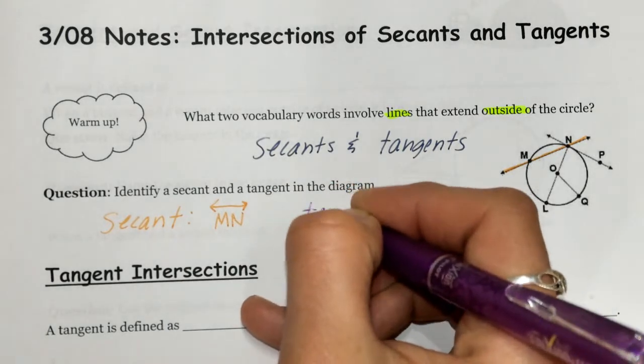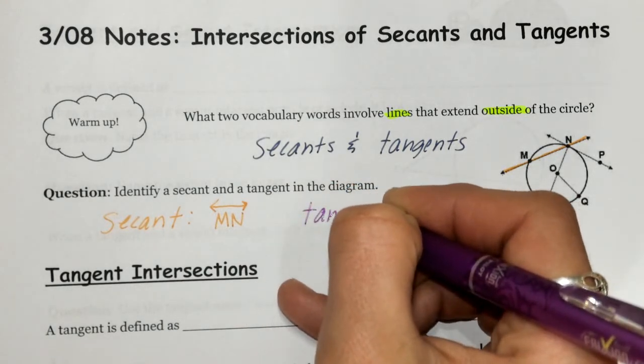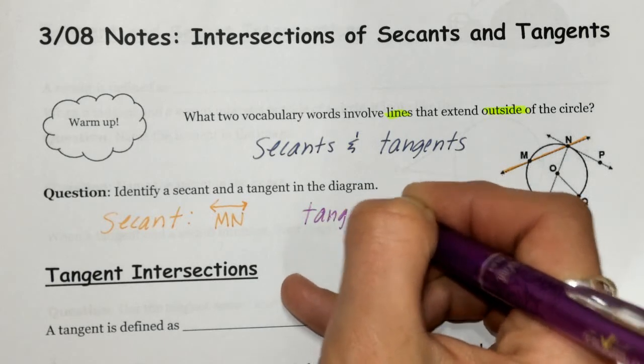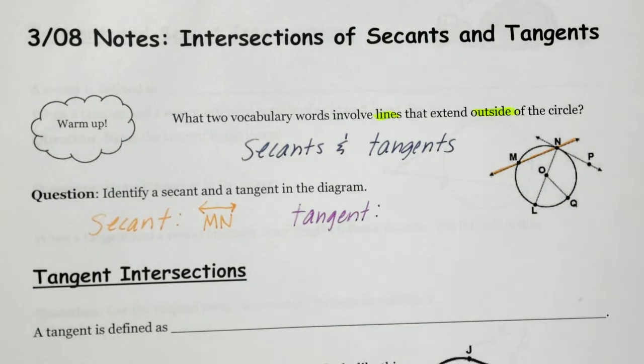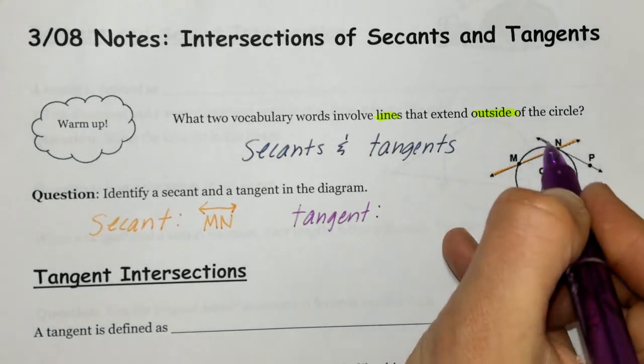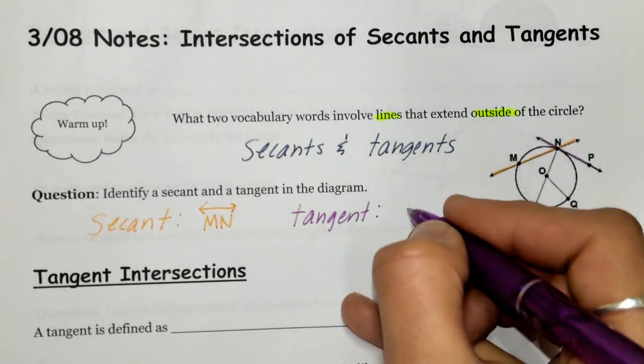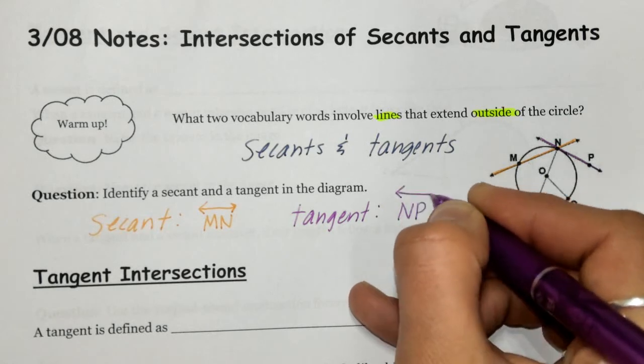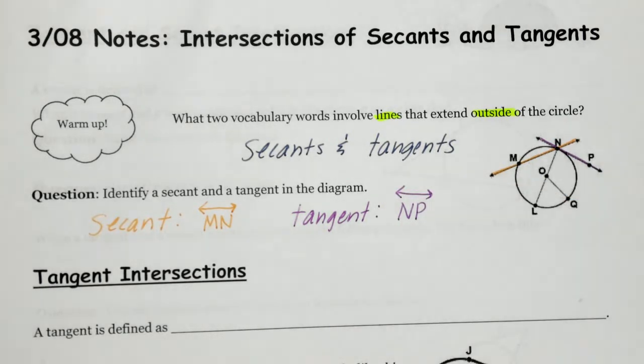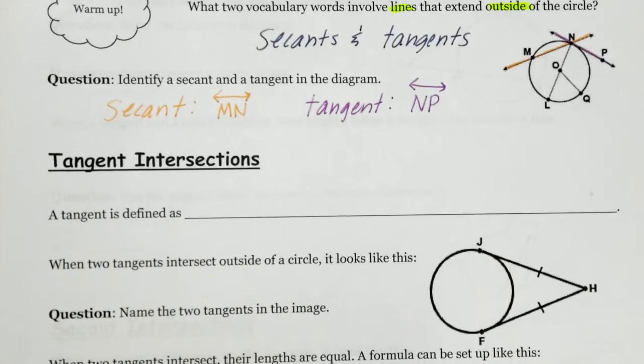Our tangent, the word that I always say to remember is, your tangent touches. So your tangent is going to be another line, but it's barely going to touch that circle. It's just going to brush by that circle. And here we have line NP, making sure we have our line symbol above it. Again, please make sure that you are pausing when needed.